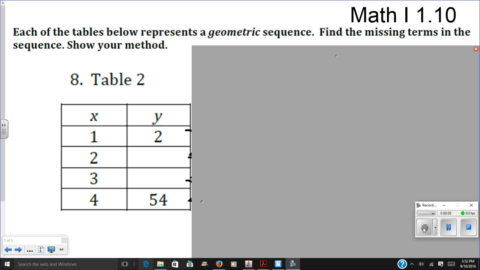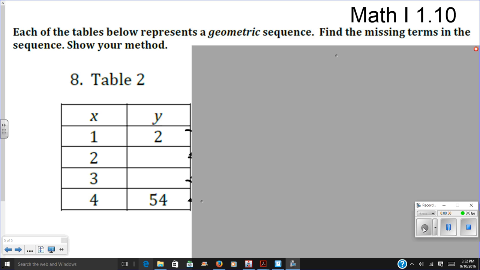We are looking at task 1.10, and this is from your homework directly from the RSG packet. We're actually going to look at problem number 8, and they have given us a table here, and our instructions are this. Each of the tables below represents a geometric sequence. Find the missing terms in the sequence and show your method.